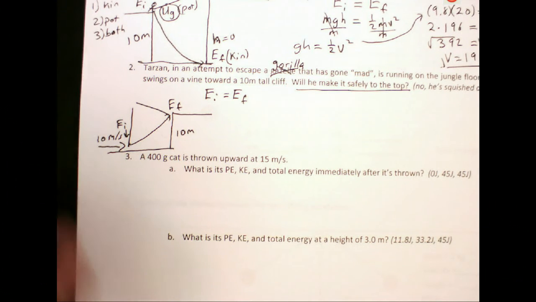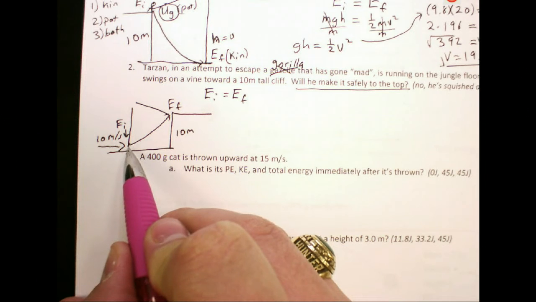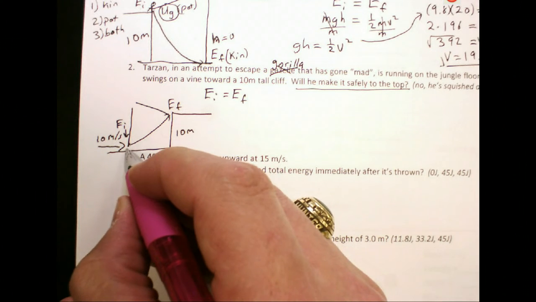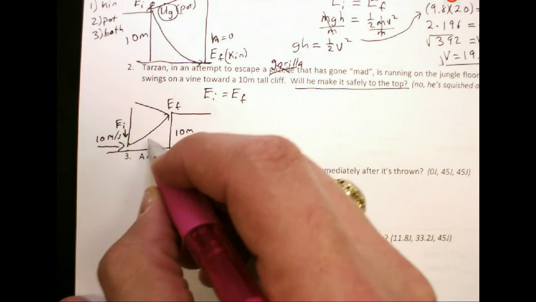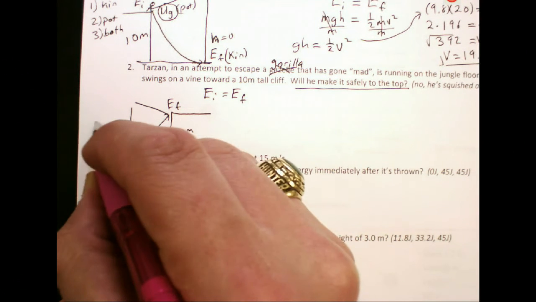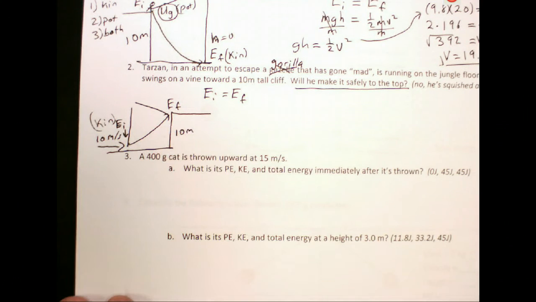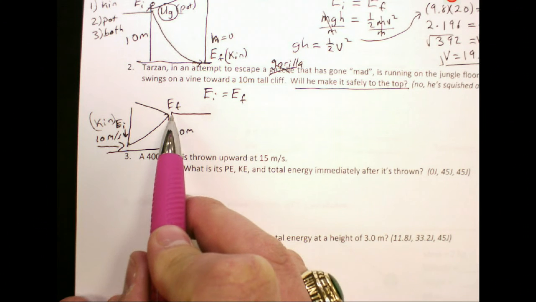So, here we go again. What type of energy is present at the bottom? Well, down here he is on the forest floor. He's running, so he's got some kinetic energy down here. So on this side, the initial energy is going to be all kinetic. And at the top, if he reaches the top, he will have all potential energy.